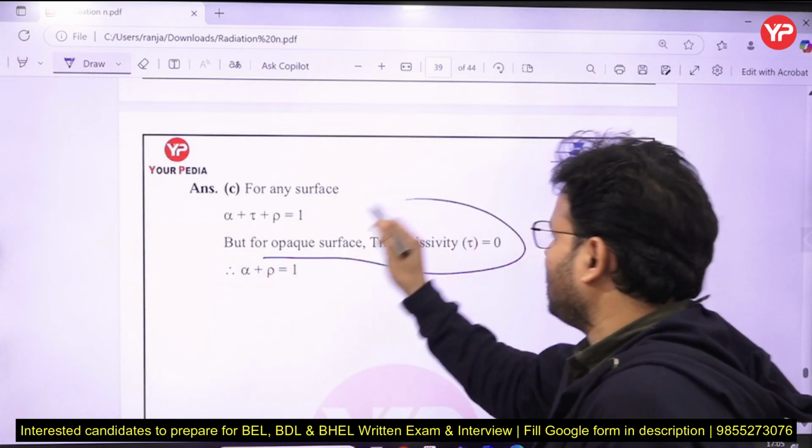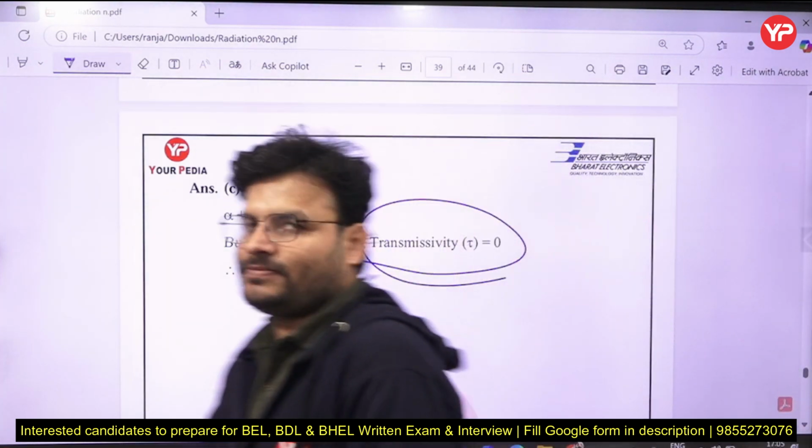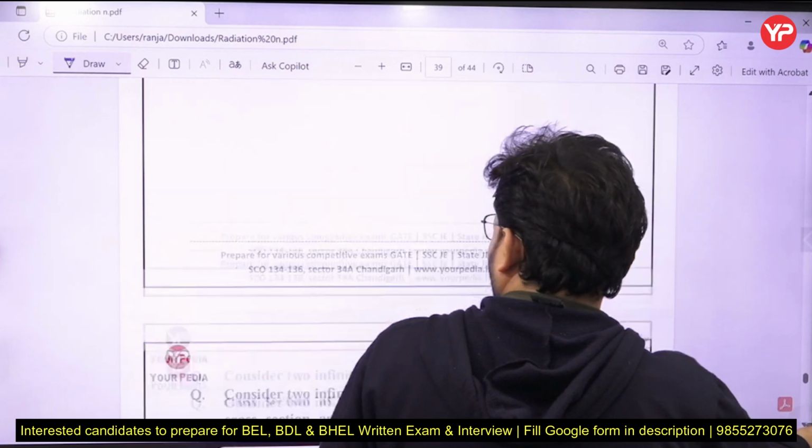Try to keep in mind, transmissivity in the case of an opaque surface will be 0. Nothing is going to be transparent there, right? Glass you might have seen is transparent, that's why you can see from one side to another side.